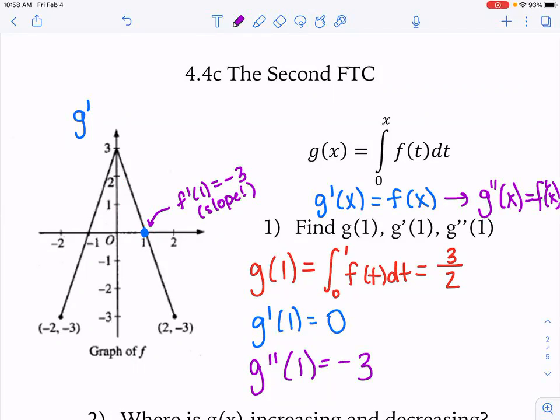Are we okay with why we identified the slope? Thank you for your smile. Kind of a fake smile, but I appreciate it nonetheless. Okay.